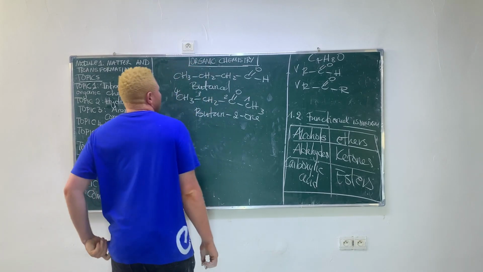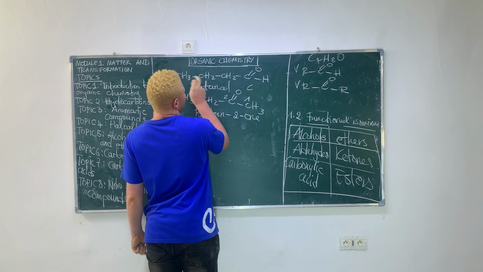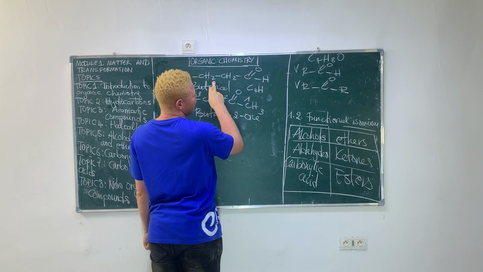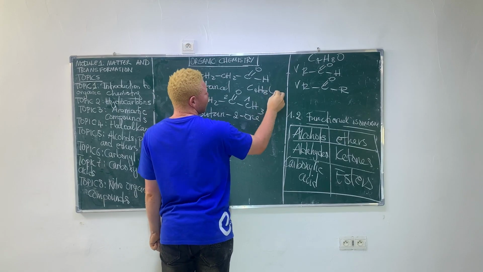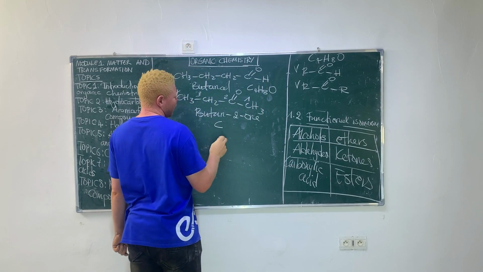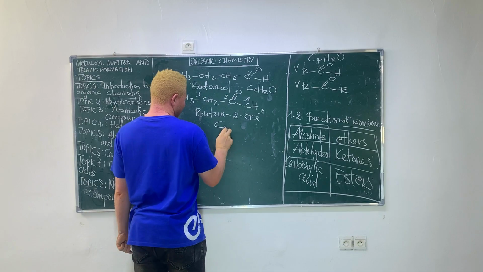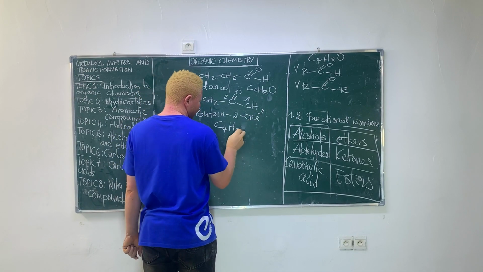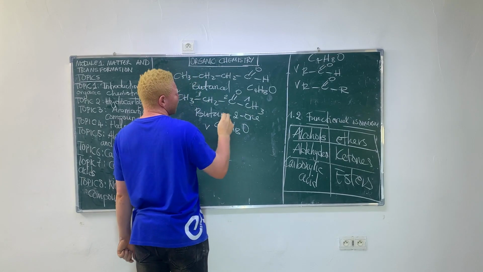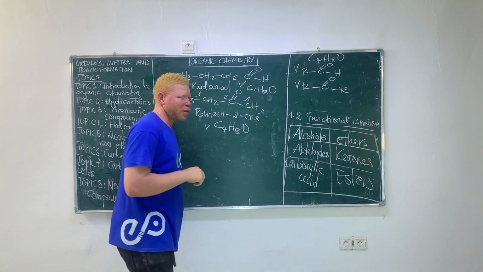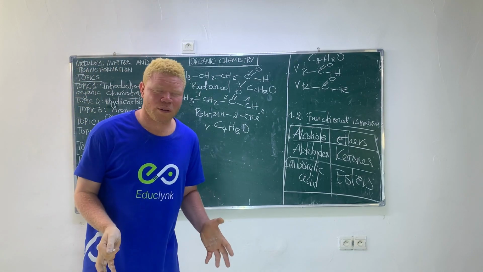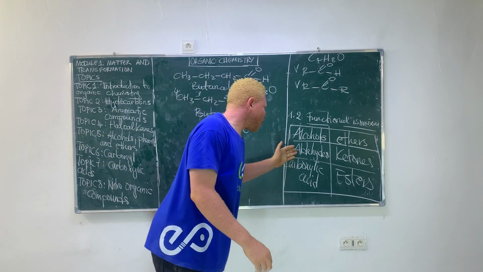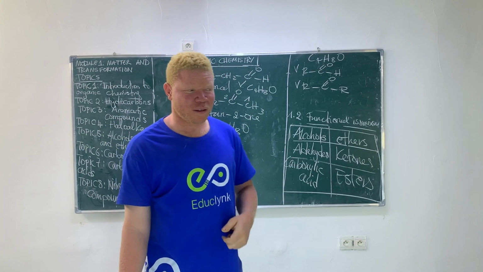The isomers there are C4H8O for the aldehyde and C4H8O for the ketone. You see that they have the same molecular formula but different structures. So the aldehyde formula and the keto formula, that is aldehydes and ketones, are functional group isomers.